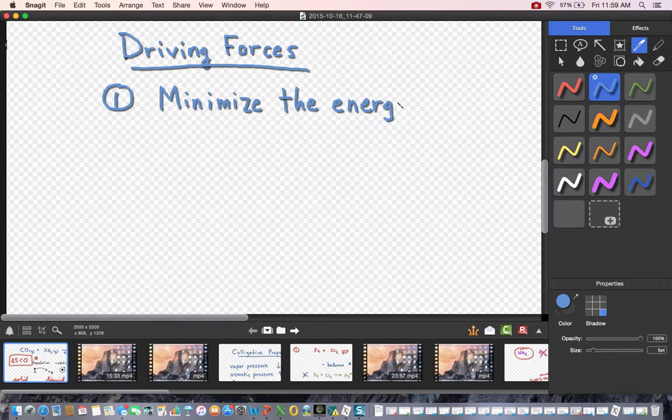Now, the state function that we most closely associate with energy is delta H, which technically is enthalpy. When the enthalpy change is negative, I have minimized the energy. So we want a delta H that is less than 0. We call these reactions exothermic.